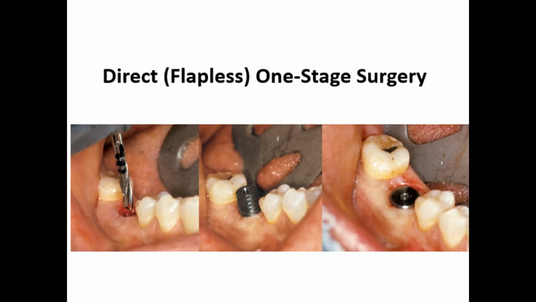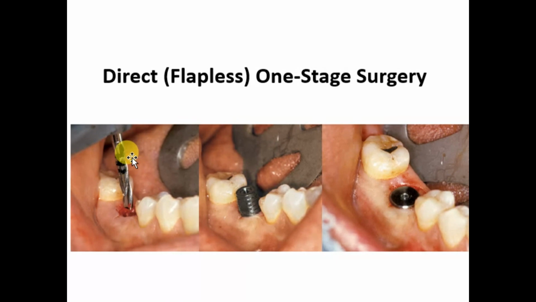The direct flapless one-stage surgery. The one-stage surgical approach may be modified with a direct flapless surgical approach. This technique does not reflect the crestal soft tissue. Instead, a core of keratinized tissue is removed over the crestal bone. The implant osteotomy is then performed in the center of the core of the exposed bone. This technique requires no suture around the PME.